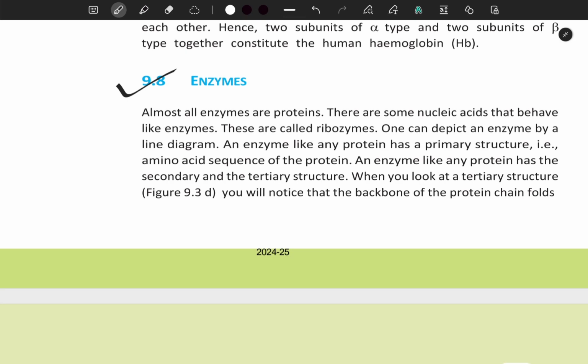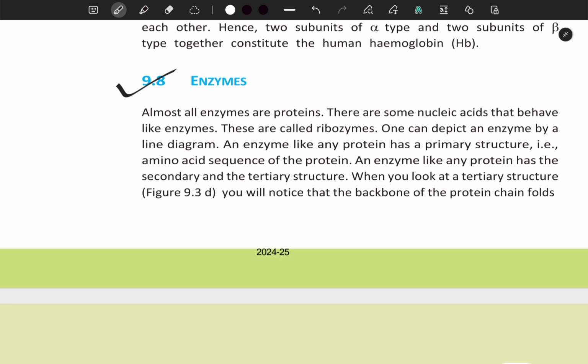9.8 Enzymes. Almost all enzymes are proteins. There are some nucleic acids that behave like enzymes. These are called ribozymes. One can depict an enzyme by a line diagram. An enzyme, like any protein, has a primary structure, that is the amino acid sequence of the protein. An enzyme, like any protein, has the secondary and tertiary structure.